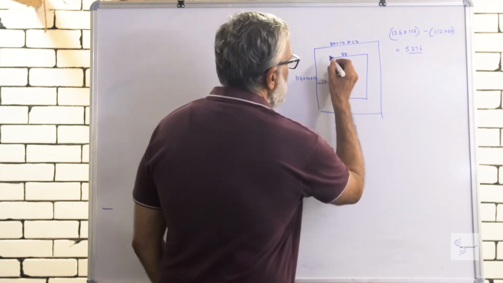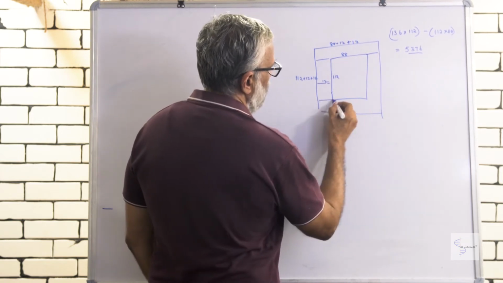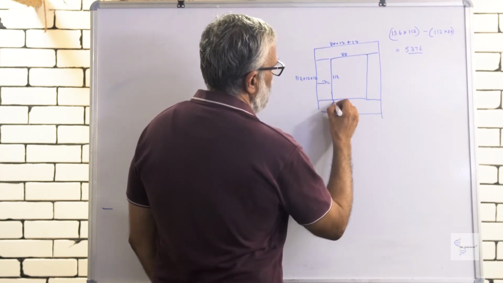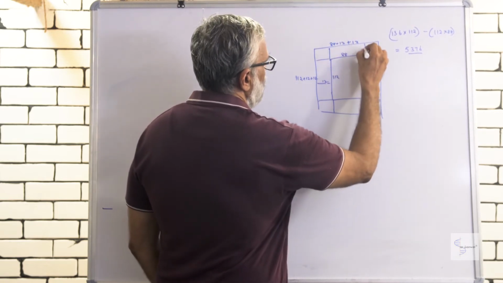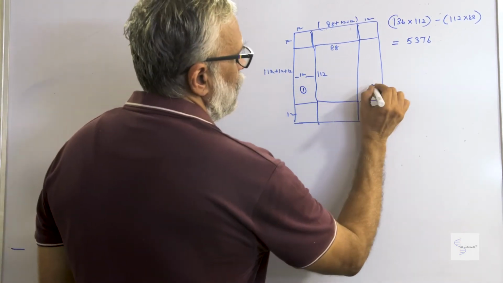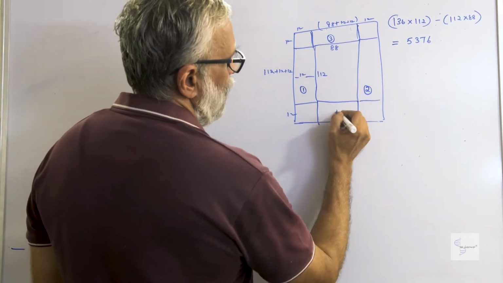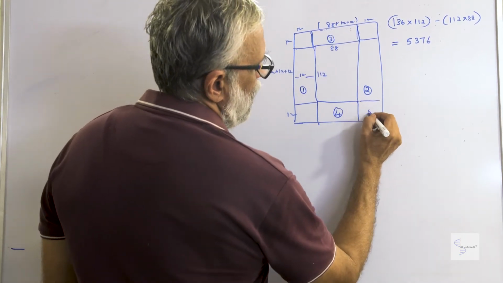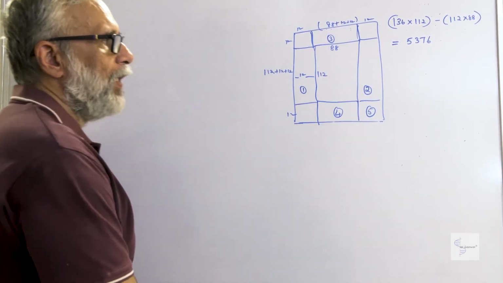So what I'm going to do is I'm going to cut this here and here and here and here. So if you see, there are 2 rectangles here and 2 rectangles here, and there is a small square here. In fact, there are 4 small squares here.